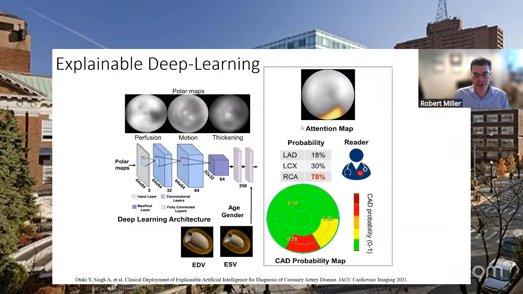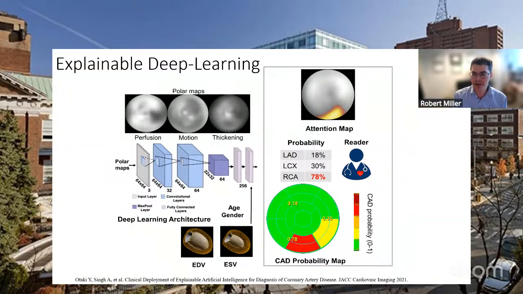Moving on to something just a little bit different. This is our explainable deep learning work, led by Yuka Otaki as well as Ananya Singh. Here it's a deep learning model with a modified CNN architecture. The interesting thing about this model is it incorporates gradient weighted class activation mapping.